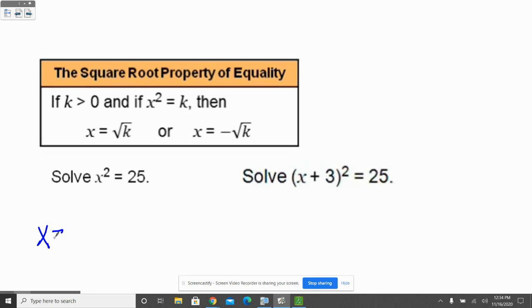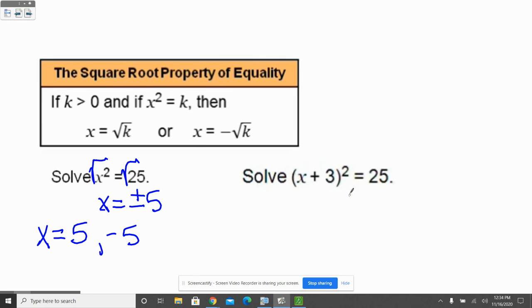X could be a positive 5 because 5 squared is 25, or it could be a negative 5. So don't forget, when you square root both sides, you need to say to yourself, oh, don't forget your plus or minus. It always comes with two pairs, a plus or minus. Anytime you say the word square root both sides, you need to say plus or minus.